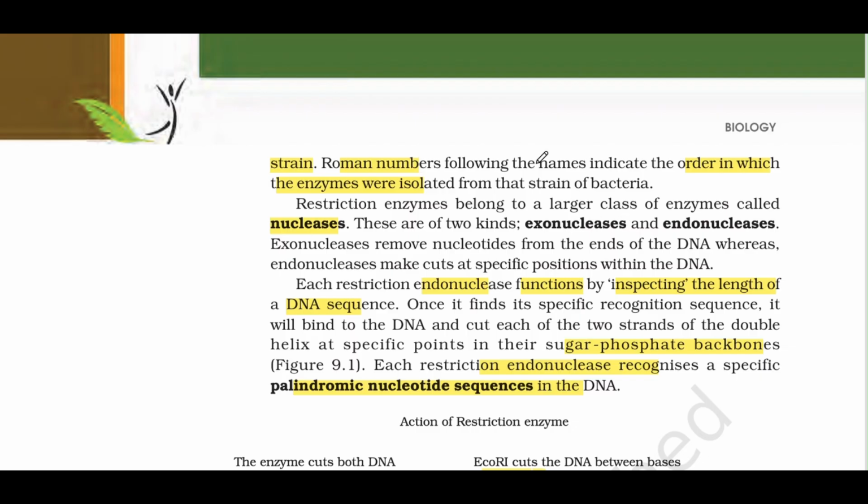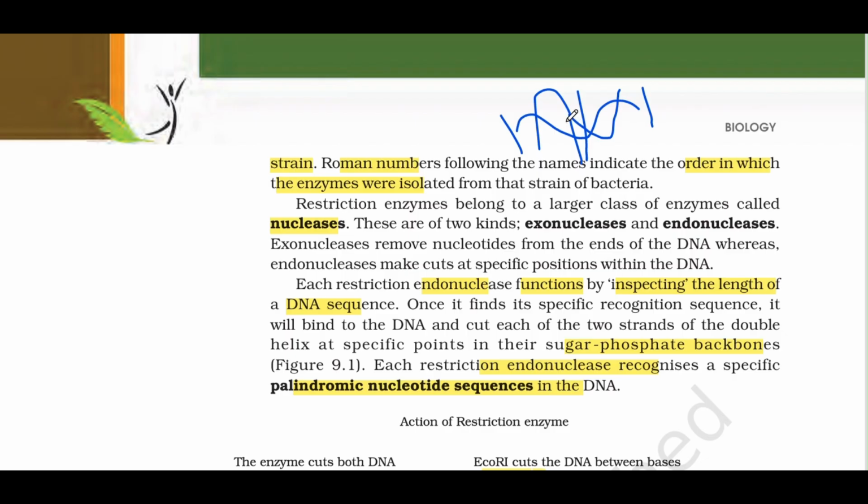Exonucleases cut the DNA at the end, and endonucleases cut the DNA at specific positions, that is inside, not the end region. These endonucleases function by inspecting the length of the DNA sequence. They can inspect the length of the DNA sequences. Okay, and these restriction endonucleases cut the double-stranded DNA into two pieces.